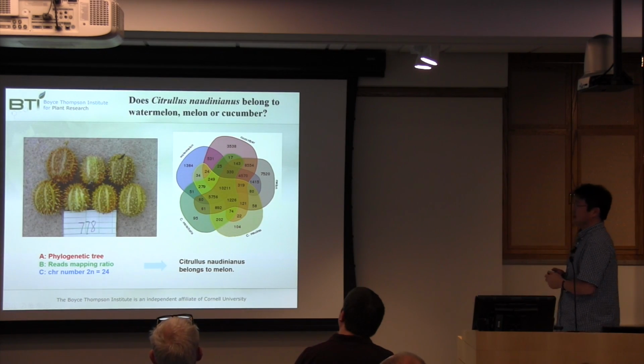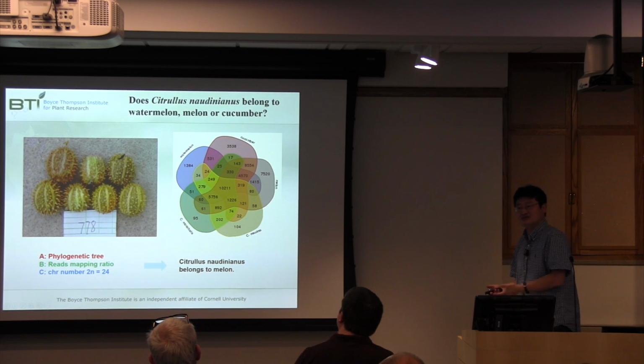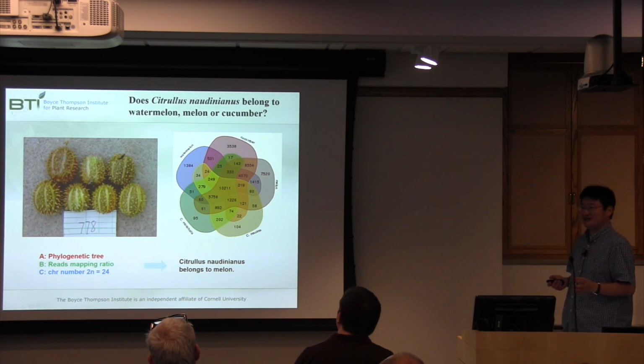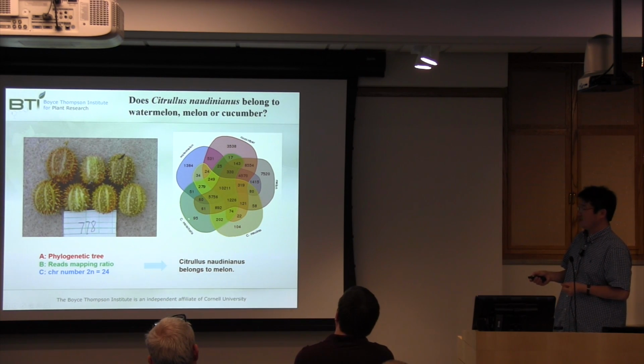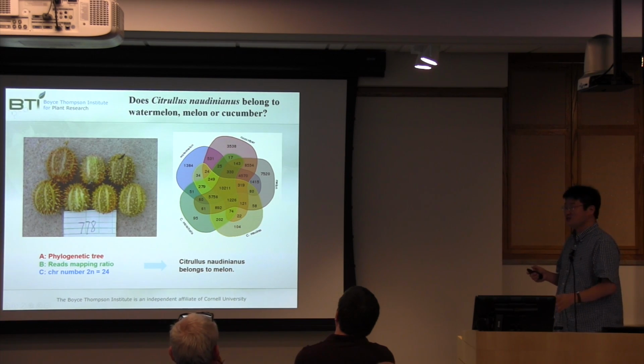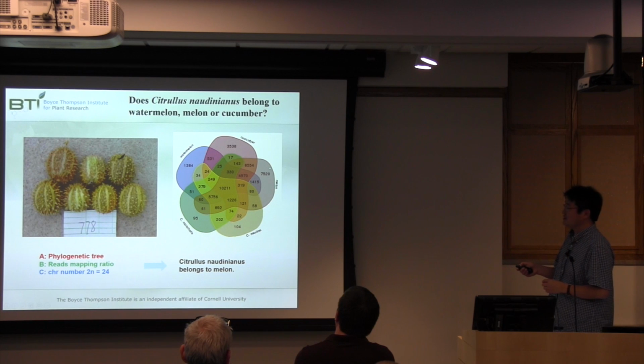And then we wondered, is this one a real watermelon, or is it a melon, or a cucumber? So we did some analysis. The first one is based on the phylogenetic tree, which clearly shows it's not watermelon, right? Then we mapped the reads to all kinds of different genomes we have. We have cucumber genome, watermelon genome, melon genome. We also have 2 pumpkin genomes. We aligned the resequencing reads to them, and we found it matches most to melon.